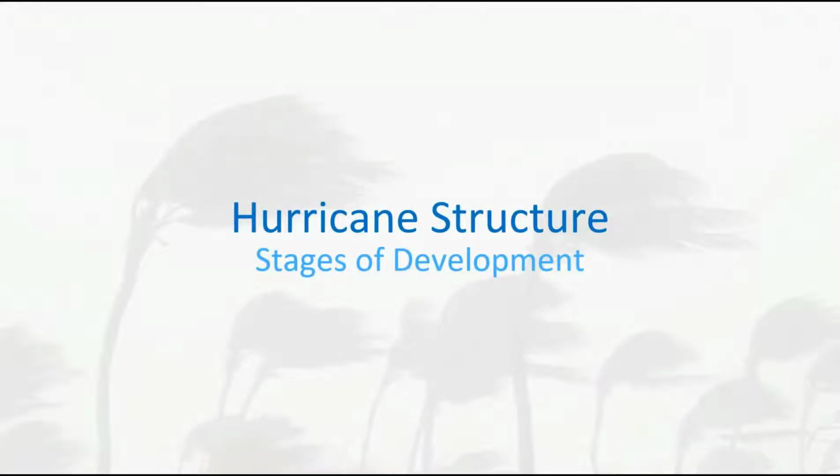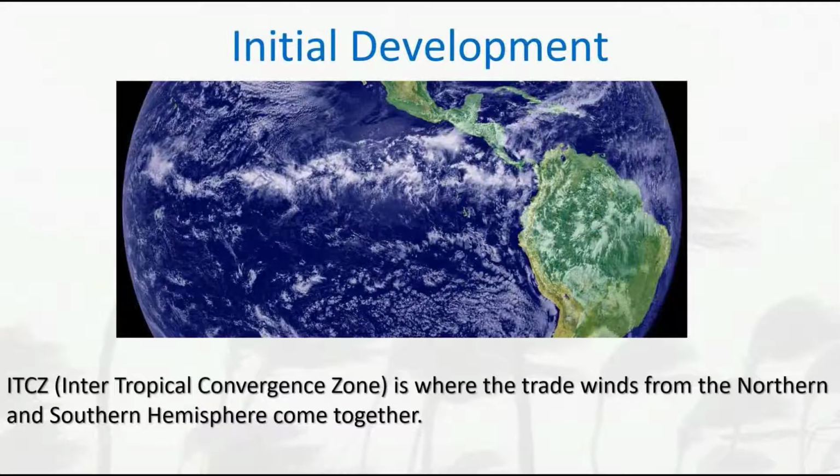Next, we'll discuss the different structures of the hurricane, their stages, and their developments. So one of the initial developments is showers and thunderstorms that develop along the intertropical convergence zone, which a lot of times is abbreviated as ITCZ.